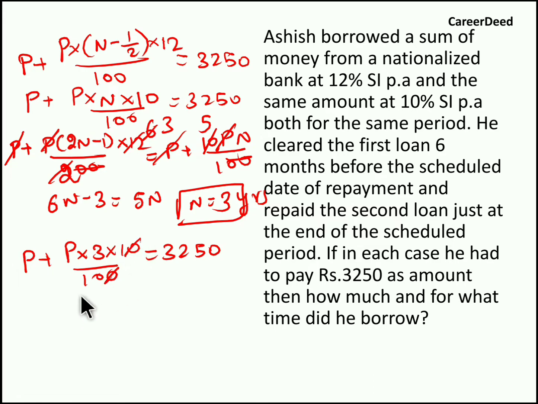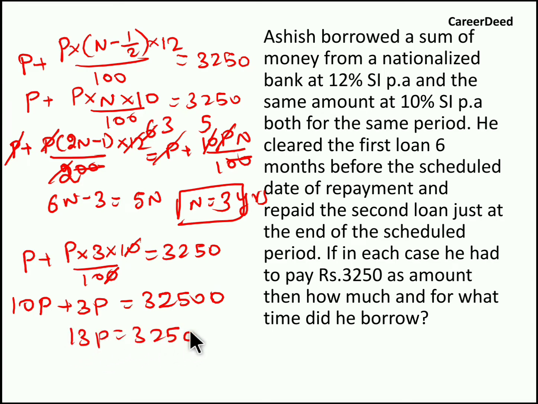Zero and 0 cancel. P plus 3P. So when you cross this 10 here, 10P plus 3P equal to 3250 and 0, because you have to take this 10 to right hand side. So 13P equal to 32500. So P value is 13 into 25, you get 325. So 2500. So principal is 2500 rupees.